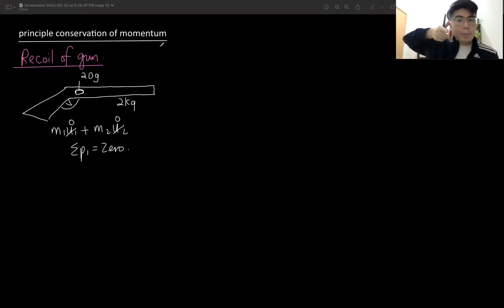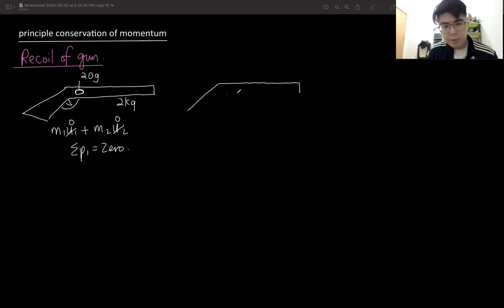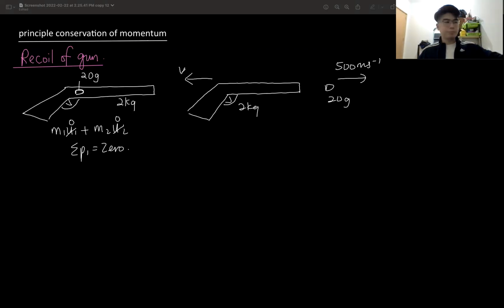Suddenly I press the trigger, and now the bullet shoots out at a very high velocity. Let's say here, 20 gram, traveling at 500 meter per second. This one, 2 kg, recoils backwards at a certain velocity V. What is the incident here? The incident here is the firing. So this is what happened before, and this is after.